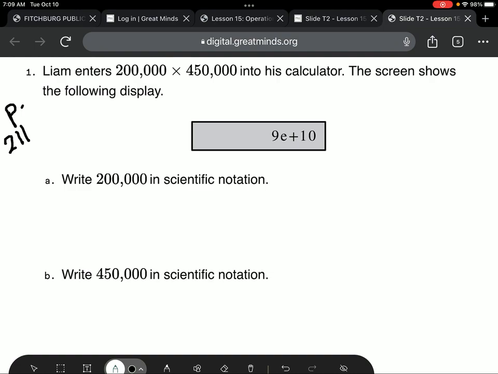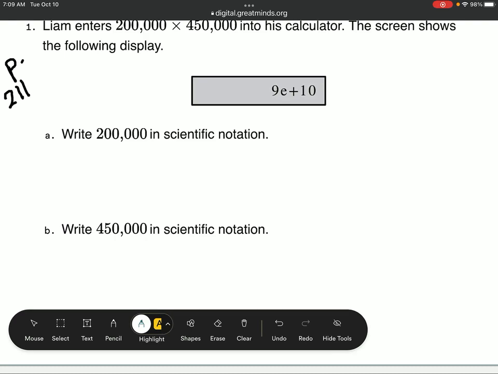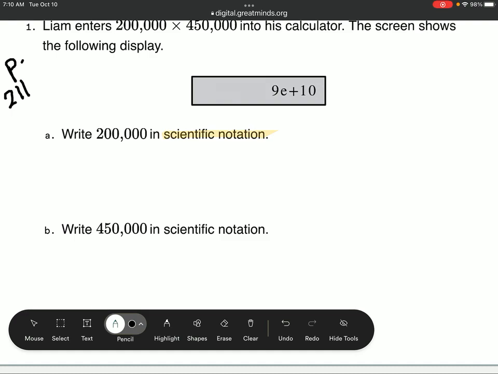This is not a calculator problem. It's not asking you to grab a calculator to do this. It's just asking you some questions. So we did not specifically talk about this term scientific notation yet and exactly what it means. But we have been writing numbers in scientific notation. We've been writing numbers where it says a single digit times a power of 10, which is scientific notation. But today we're going to talk a little bit more about exactly what scientific notation is.